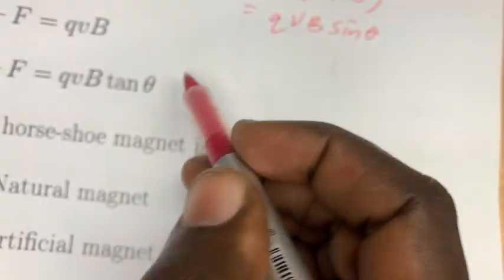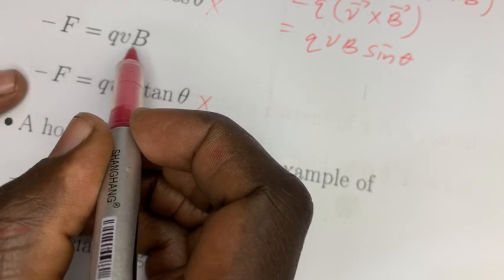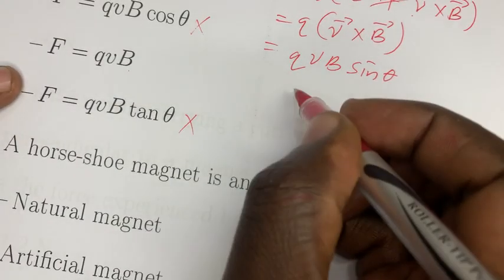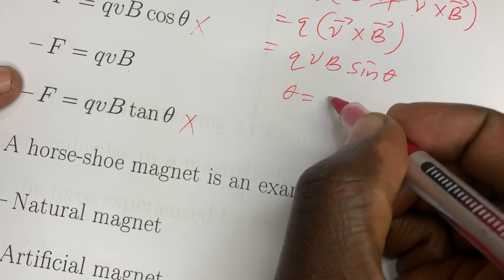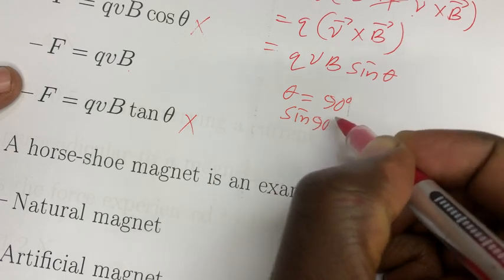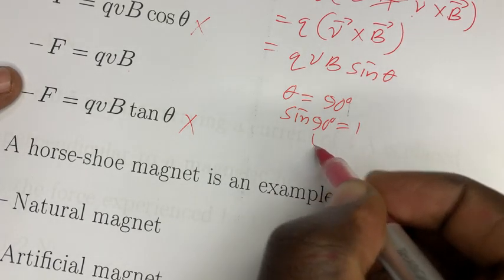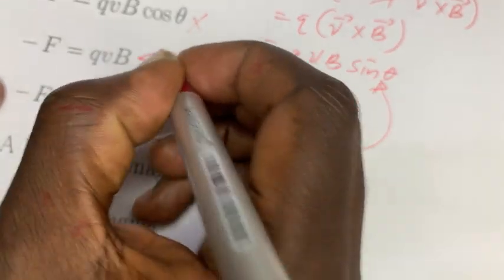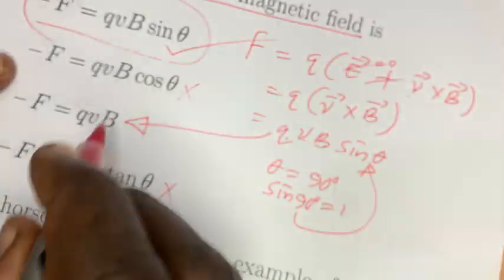I cancel this, I cancel this. This is a special case. Remember I said it earlier. This is a special case when your theta is 90 degrees, so that sine 90 degrees is 1, and if I put 1 here I get QVB, which is this one, but this is more general, so I take this one.